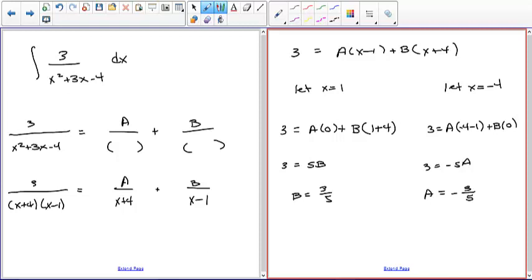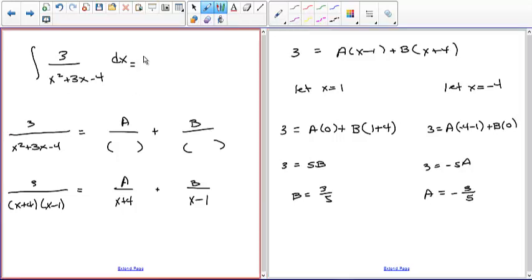Okay, so what that means is my original integral can be rewritten as... the easiest way to do it is just take each constant, -3/5 times the integral of 1 over x plus 4 dx. So this is a. The coefficient a just goes outside of the integral, and then put 1 over x plus 4 there. And then the second one is b times the integral of 1 over x minus 1 dx. So that's what I'm solving now, not this, but that.